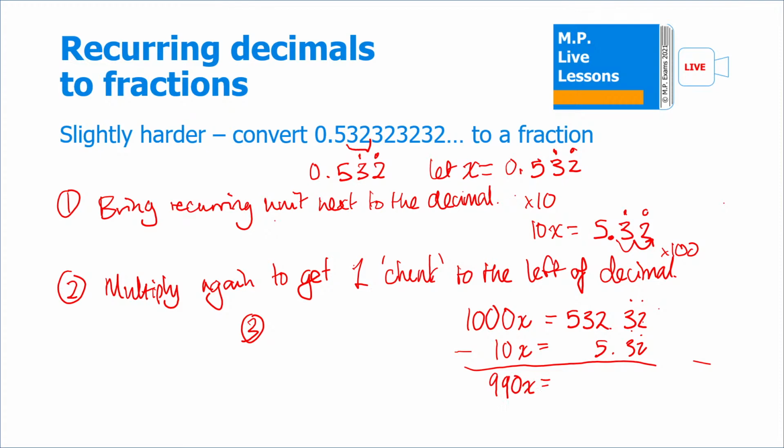And at the ends we get 990x equals 527. Our fraction is 527 over 990, which can't be simplified. So step 3 was to just subtract.